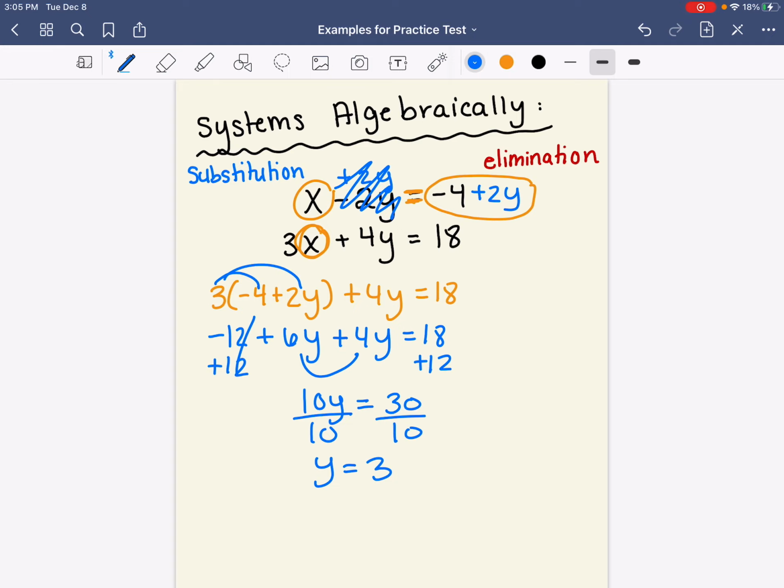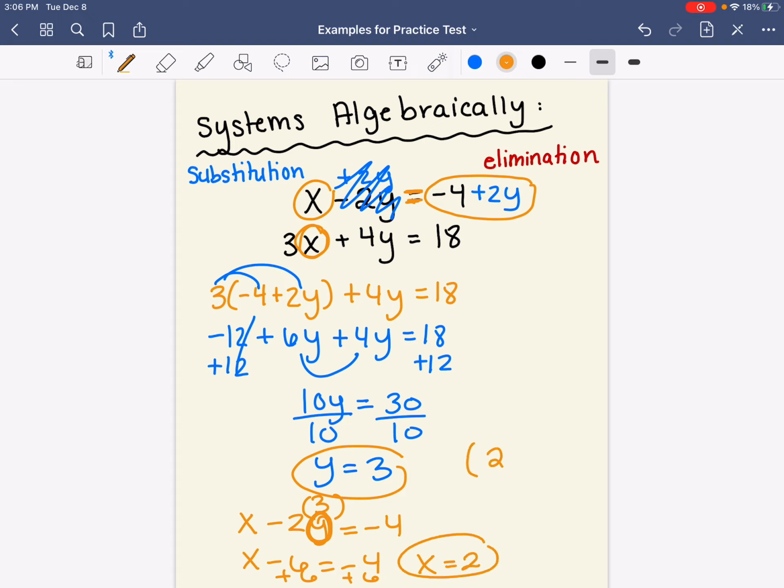The solution of the system of equations will be a point, just like when we graphed them, the solution was a point. So the way that we get the second part of our point, once I know y, is I just plug it back into the original equation. Either one, it doesn't matter, but I'm going to plug in a 3 where it used to be a y. So x minus 6 equals -4, and then I add 6 to both sides to get x equals 2. To write my answer, I would put it as an ordered pair, (2, 3).